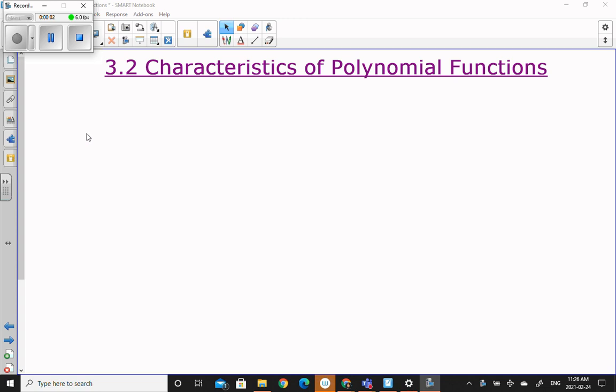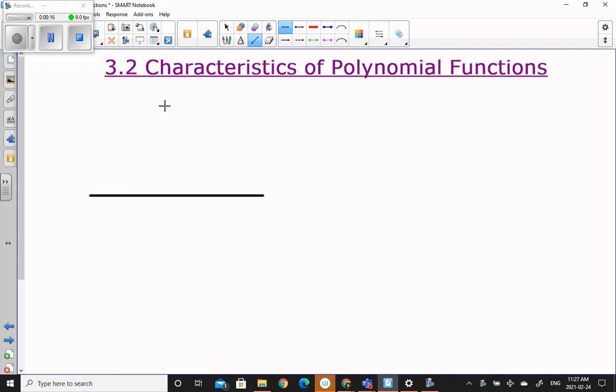3.2 is on the characteristics of polynomial functions. Now, when I start this lesson, I just want to give a brief introduction and then go on to some examples. So let's say I have, just drawing an xy axis here, and trying to start off with a very simple function which has an odd degree.